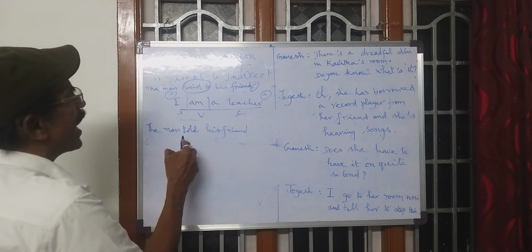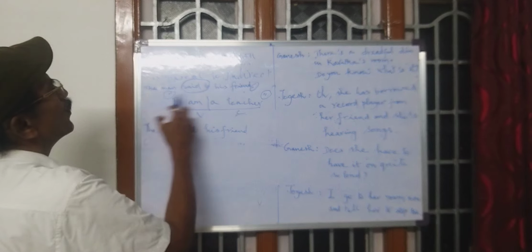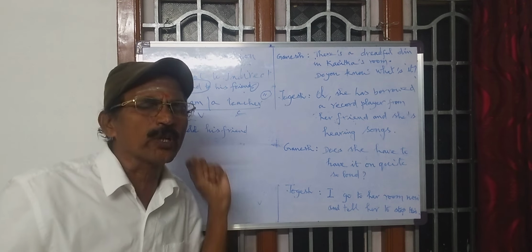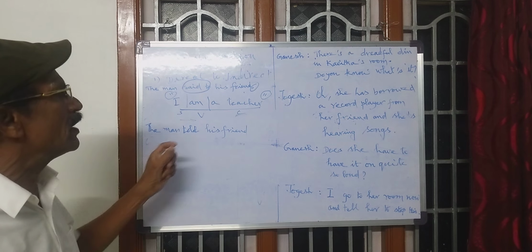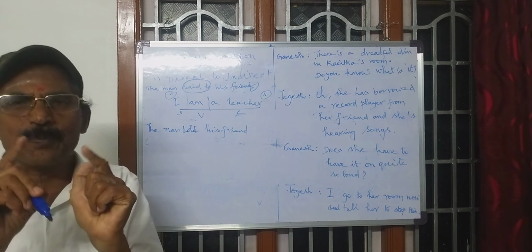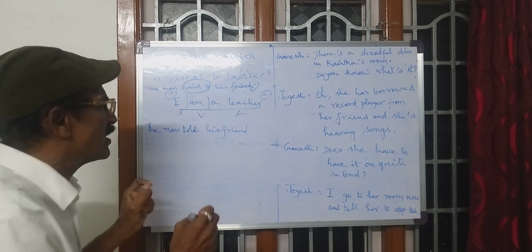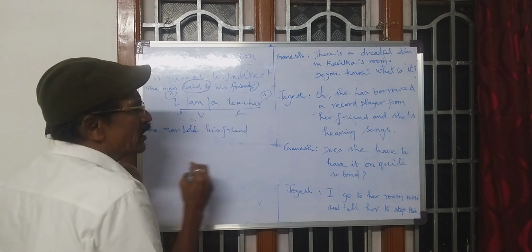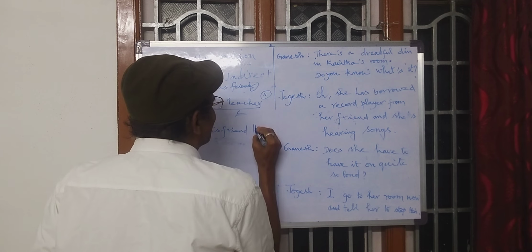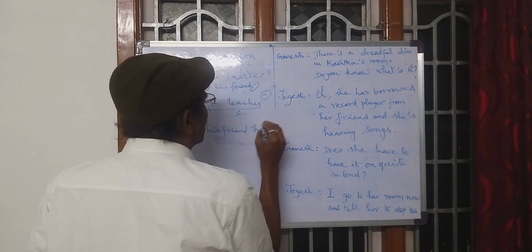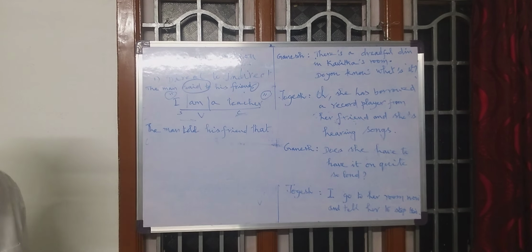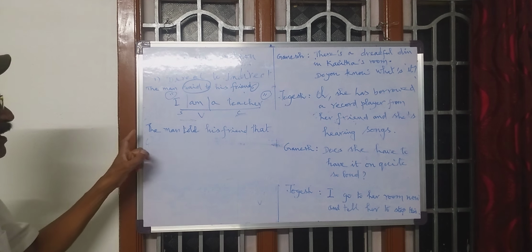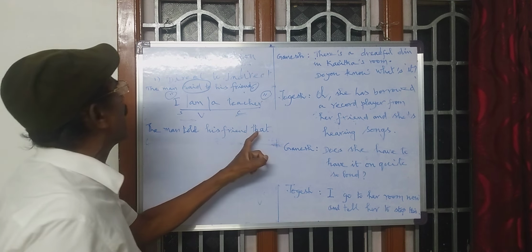So here, the man told his friend, we remove the comma. When we proceed to remove the comma, immediately we have to insert one particular word. That word is nothing but the conjunction. For a statement, the conjunction is that. For statements and exclamatory sentences, we use the conjunction that. The man told his friend that.